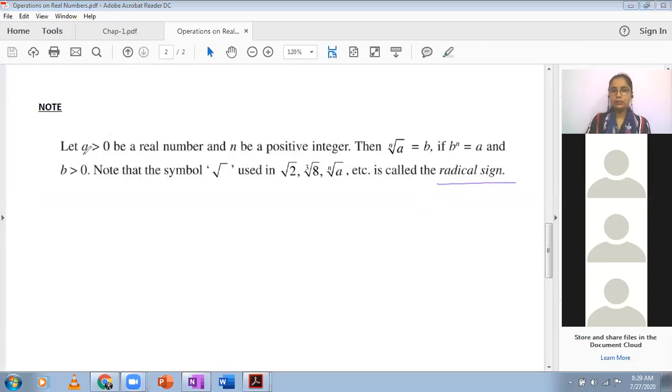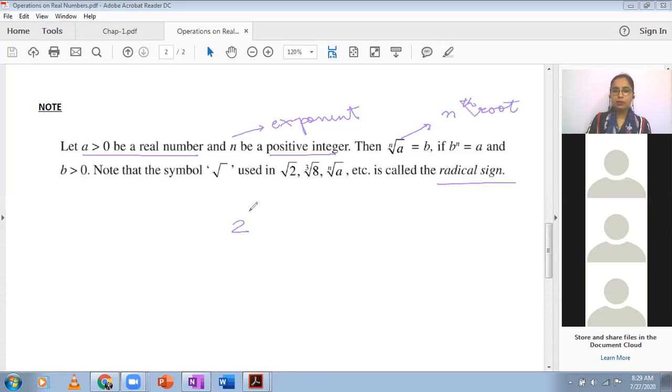If you have a real number, a positive real number, and n is a positive integer because we are going to raise an exponent. n will be the exponent, the number used in the exponent. So if you have the nth root, this is the nth root.